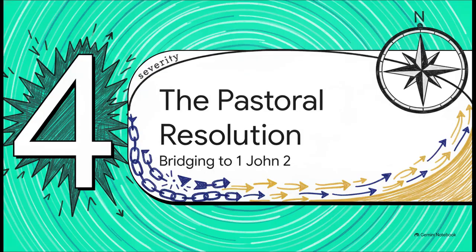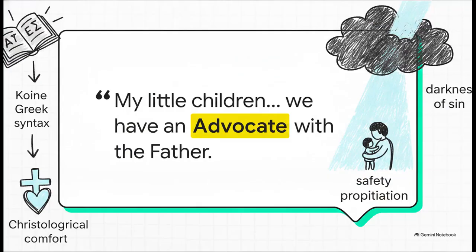Let's see how this all builds to the pastoral resolution, bridging us right into 1 John chapter 2. 1 John chapter 1 is incredibly severe, but right at chapter 2, verse 1, there's a massive, cohesive boundary shift. The text shifts away from harsh diatribe to a really tender, vocative address, my little children. This reveals how empirical koinonia syntax perfectly balances stern warnings with profound Christological comfort. After exposing the darkness of sin, you use the text's own relational pivot to offer the ultimate safety, Jesus Christ, the righteous propitiation for the whole world.